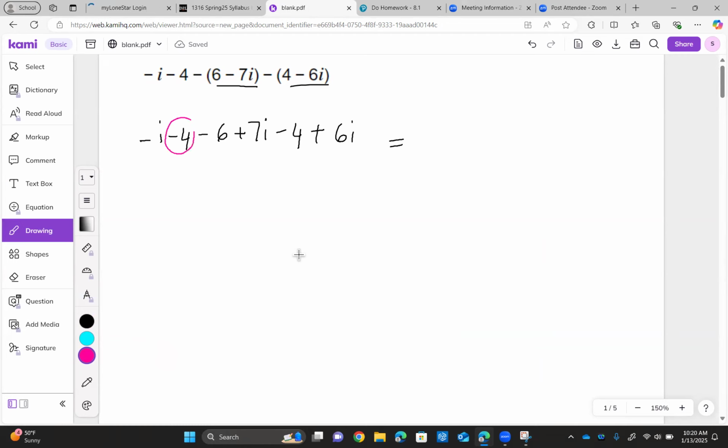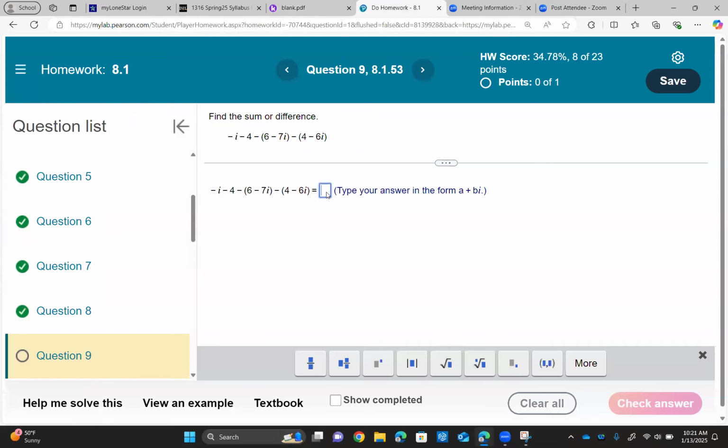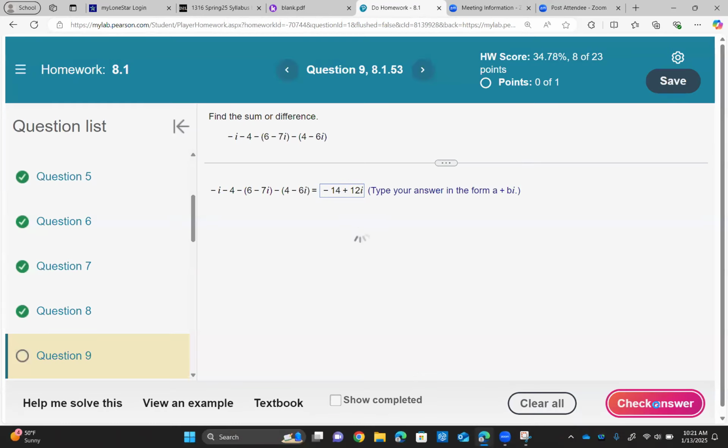This is the real part here, negative 4. Negative 6 is the real part, and negative 4 is the real part. So when we combine these 3 negative numbers, that's a negative 14 total. Now, if you look at the imaginary parts, we have negative 1i here, positive 7i here, and positive 6i here. 7 plus 6 is 13i, and then when we subtract this, it will be a total of positive 12i. So the expected answer will be here, negative 14 plus 12i. So I type negative 14 plus 12i here, and then when you submit the answer, it will be correct.